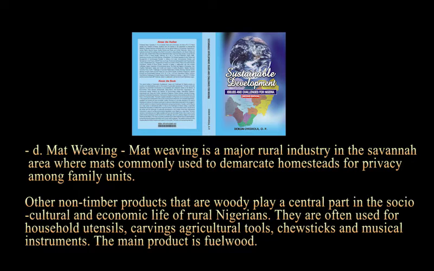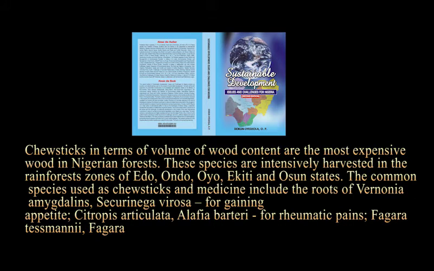Other non-timber products that are woody play a central part in the socio-cultural and economic life of rural Nigerians. They are often used for household utensils, carvings, agricultural tools, chew sticks and musical instruments. The main product is fuelwood. Chew sticks, in terms of volume of wood content, are the most expensive wood in Nigerian forests. These species are intensively harvested in the rainforest zones of Edo, Ondo, Oyo, Ekiti and Osun states.